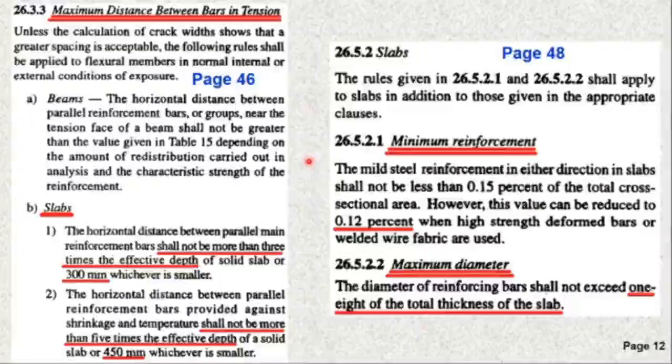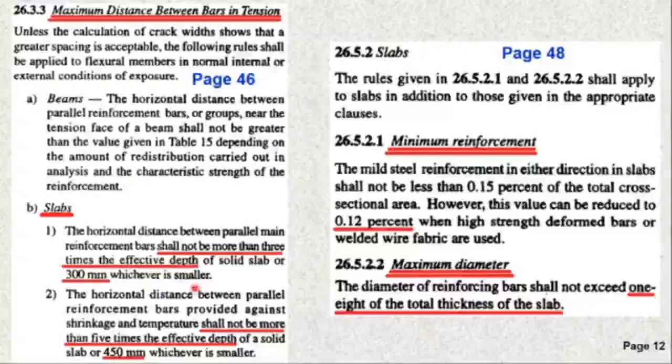Now we are left with a few code provisions. These are also to be kept in mind. Please note the page numbers. The maximum distance between bars in tension: the main bars provided, the main reinforcement as well as the distribution reinforcement provided in the slabs, should be separated by a spacing, and this spacing shall be well within the limits prescribed by the IS code.